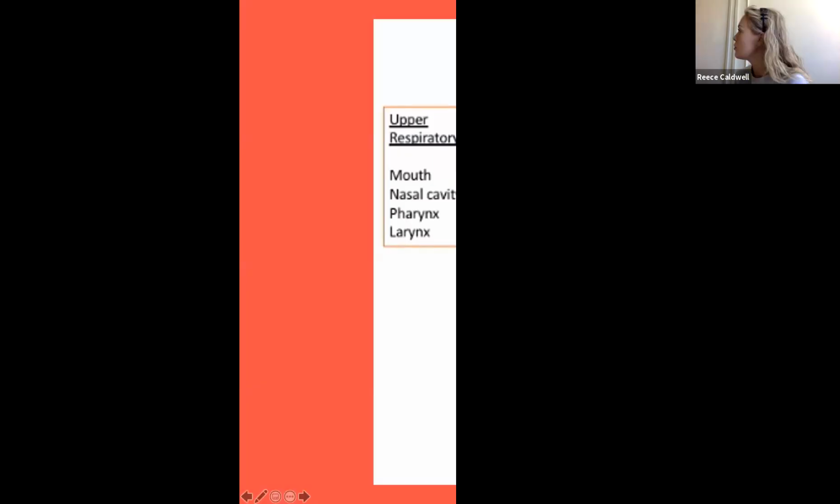So this is looking at the respiratory system right there. And the main thing to notice here is that we have all of these paths and tubes and things that lead into the lungs. So we have the nose and the mouth, where air will be conducted.